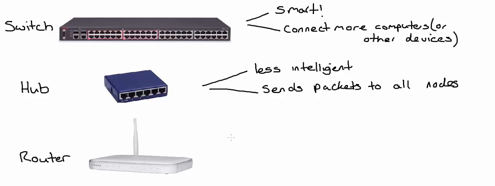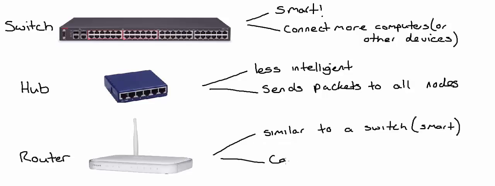Obviously the downfall with that is that there's a lot of data being sent to places it doesn't need to, so it's going to cause data collisions. A router, you'd have seen one of these at home. It perhaps has a Sky or a BT logo on it. It's similar to a switch in the sense that it's a smart device, therefore it can forward the data packets exactly where they need to go, but it also allows you to connect your network to the internet.